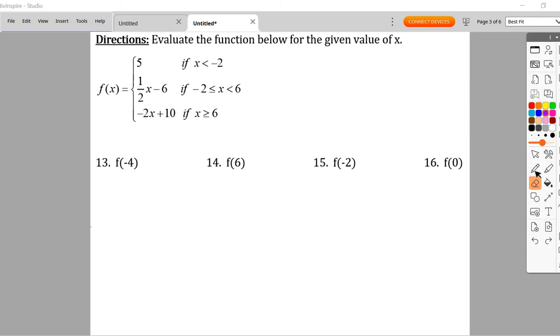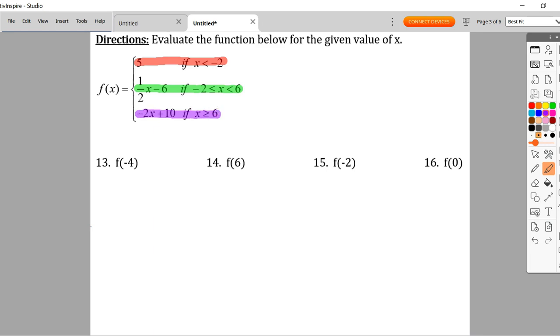Next in our test study guide is piecewise functions, where we'll evaluate the piecewise function below for the given value of x. This is where I'm going to color code here, because any x value that is less than -2, I will plug into the first part of my piecewise function. If I have -2 being less than or equal to x being less than 6, I will go ahead and plug it into the middle part of my function. And then if my x value is greater than or equal to 6, I will plug it into the last part of my piecewise function.